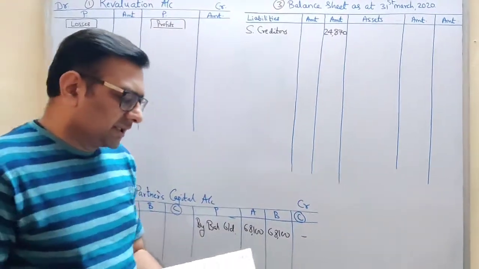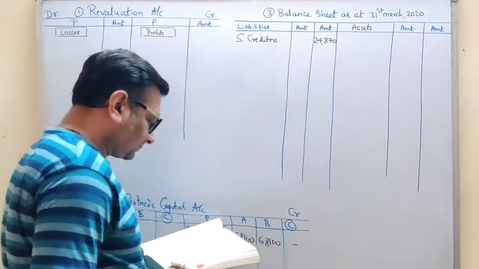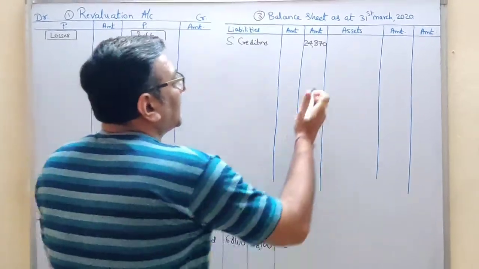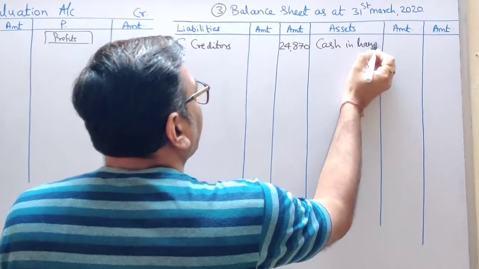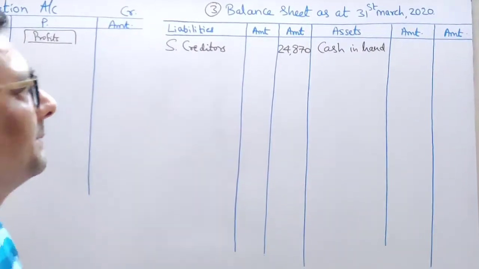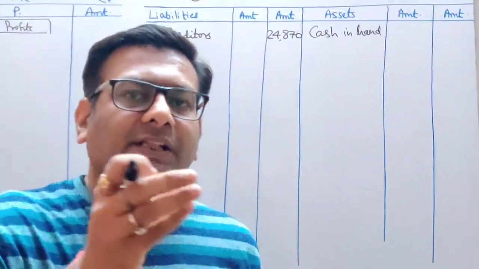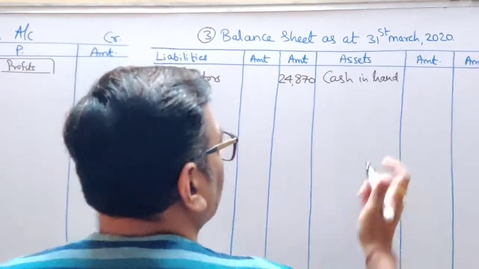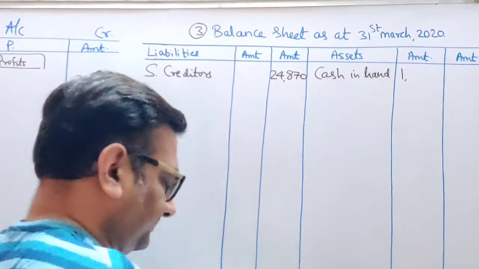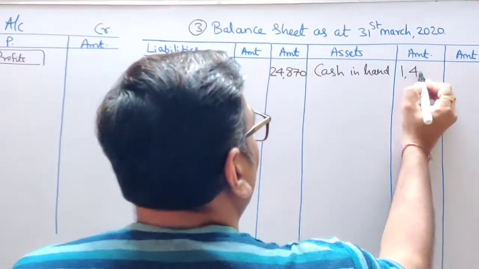Asset side, they have given us cash in hand. Now cash in hand, you will write it in the asset side. So you don't have to remember anything, students. Cash in hand is given in the asset. You will continue to show in the asset only. Write it in inner column. 1,420.